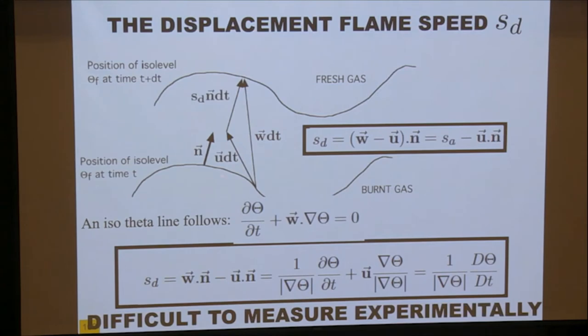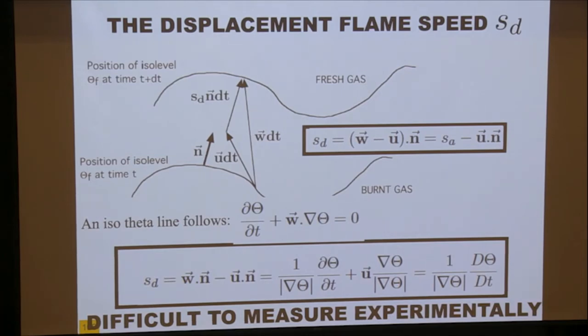And again, you cannot measure it in any direction. You have to measure it in the normal direction to the flame front. SD is really something you should avoid. Believe me, it's a strange quantity. I will give you an example pretty soon. It's difficult to measure because you would need W and U at the same time.